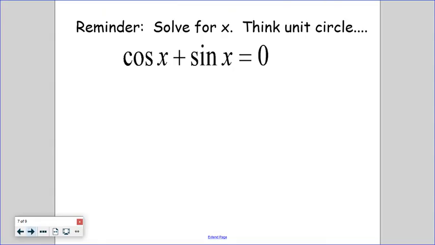One of the other topics that we keep bringing up to review is the idea of our unit circle. Now, this is kind of a challenging question, so I'm going to help you by saying think unit circle, but I want you to solve this equation for x. Think about your unit circle and talk to your table about it. It's not an obvious answer.